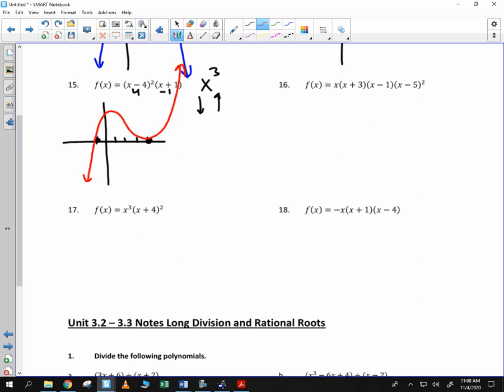There we go. This one, x squared, x cubed, x to the 4th, x to the 5th, because it's squared there, so positive x to the 5th. Going to end up, because it's positive, start down because it is odd, so it starts and ends in opposite directions. Plot 5. That's a double root. Plot 1. Plot 0. Plot negative 3.